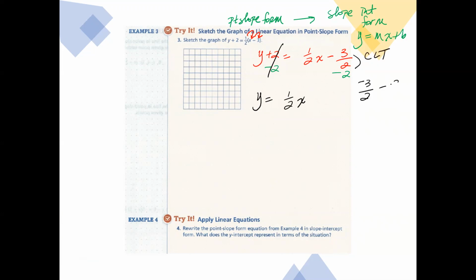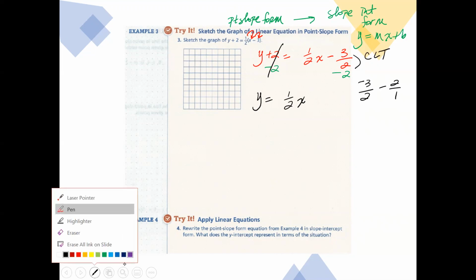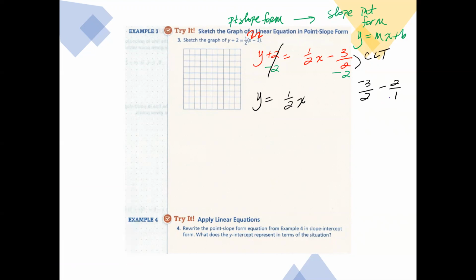Negative 3 over 2 minus 2 over 1. And once again, we're going to go back to elementary school. If my denominator is multiplied by a 2, which is going to give me a 2, 2 times 2 is going to be a 4. Negative 3 minus 4 is a negative 7 over 2. Now, I know that my slope is 1/2, and my b is negative 7 over 2. If you put this into a calculator, that's going to give you a negative 3.5. That's what I'm going to start off with, okay?